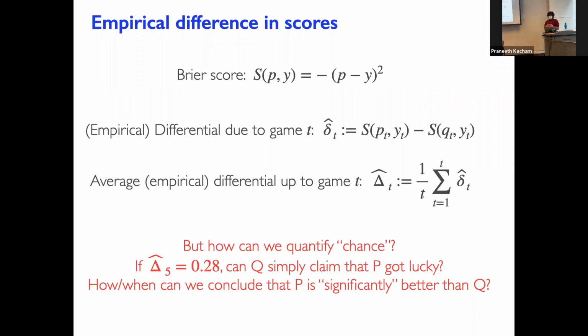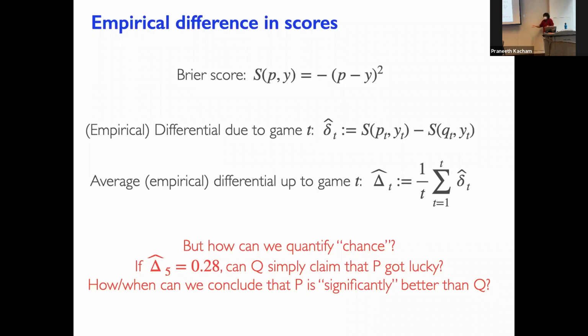Okay, but now the question is, this is just an empirical difference. It's going to be non-zero. At any point in time, it's going to be non-zero, unless P and Q say exactly the same thing in every round. So if you see that after 5 games, delta hat 5 is 0.28, that's the difference currently. It's larger than 0. Q can simply claim that this just happened by chance.